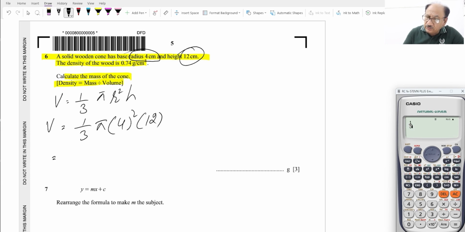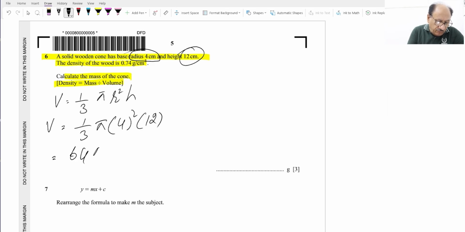We can calculate the volume with the help of the calculator. So 1 over 3 multiplied by pi, and into 4 square will be 16, multiplied by 12, and this gives us 64 pi. I'm taking the exact value, so 64 pi will be the volume.